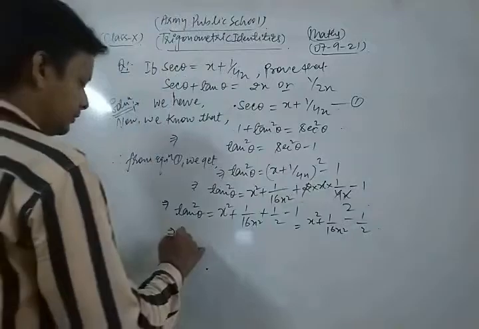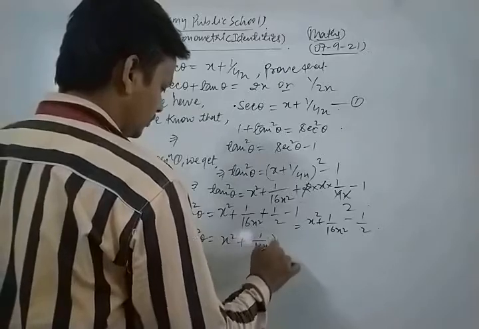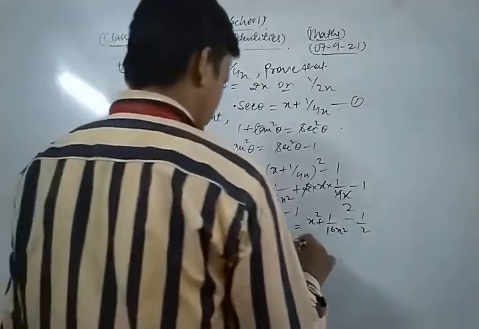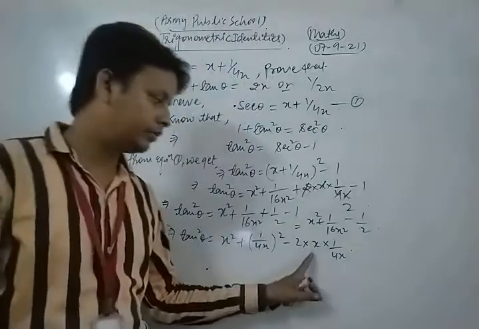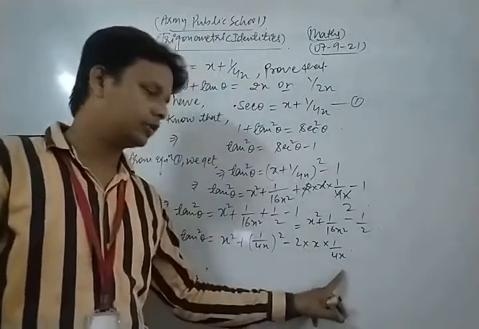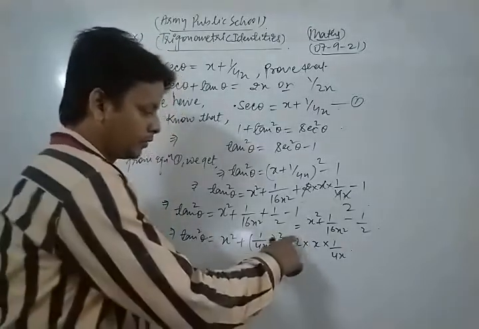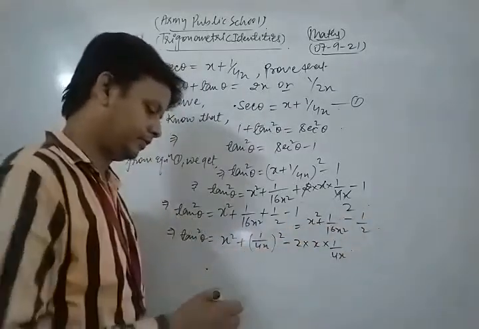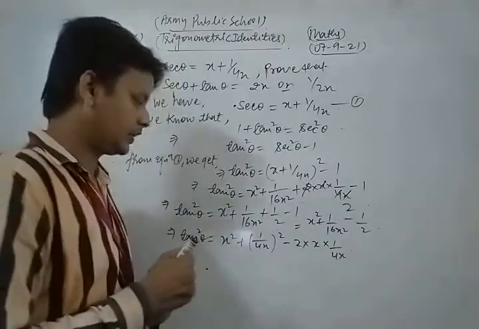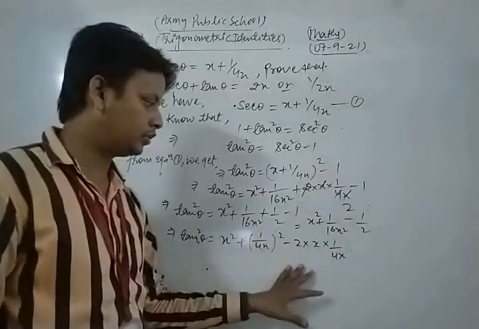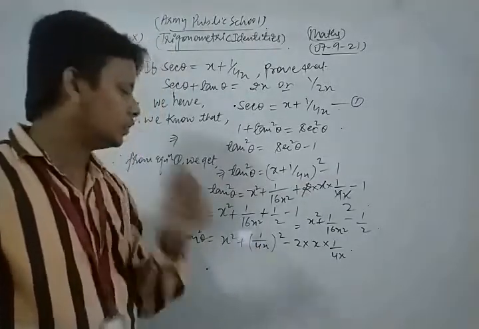So we can write tan square theta is equal to x square plus 1 upon 4x whole square minus 2 into x into 1 upon 4x. We can write this now because the x cancel to each other and 2 over 4 remains. So we can write, dear students, this expression as x square plus 1 upon 16x square minus 2 into a into b, where a means x, b means 1 upon 4x. Okay, so this is the concept.